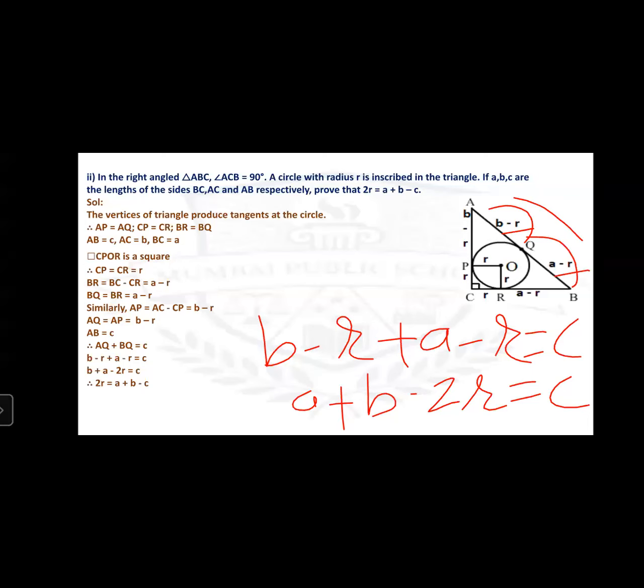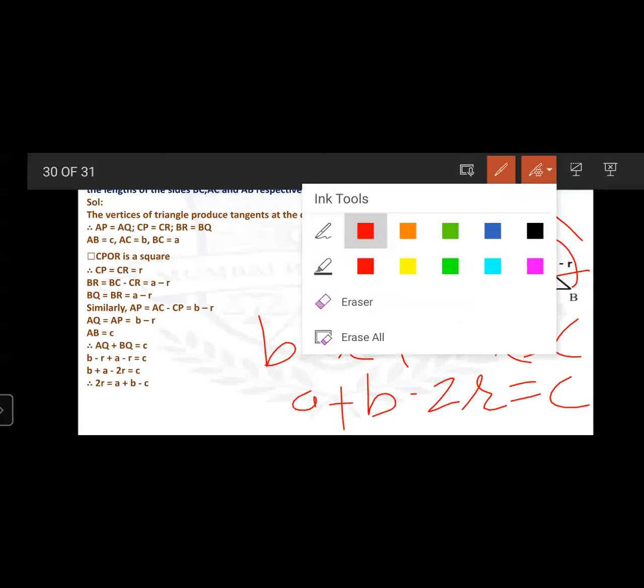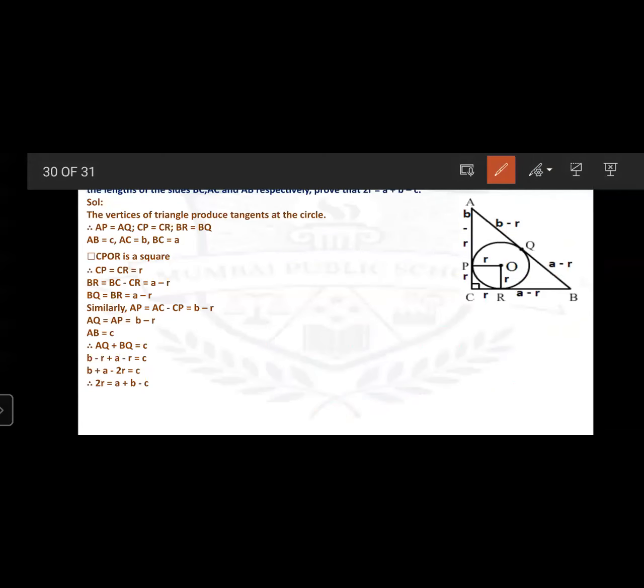So this is a very simple question. First you have to find, see, in this question, this is a circle, and these vertices are like tangents of the circle. Okay, so this side and this side are equal, this side and this side equal, right? So if this is r and the total distance is given as b, we find b minus r. If this is r, this is r, this is total a, so this is a minus r. Again this is a minus r.